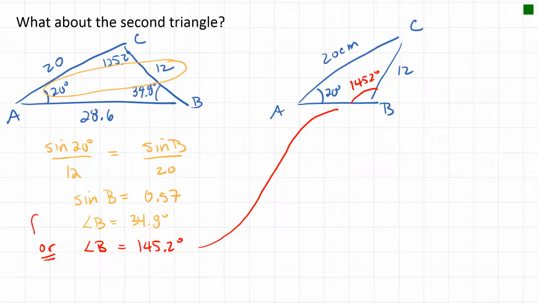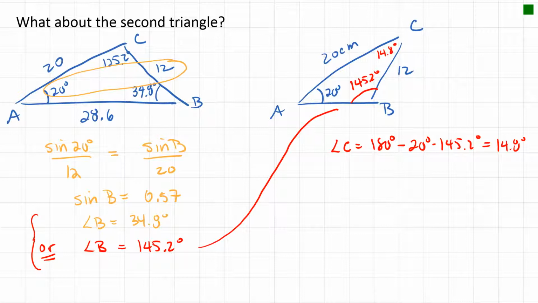So that's how we get the second triangle. It is related to the sine law, and that there are two solutions when you take the inverse sine of a number. Once we have established the second possibility for B, we proceed as normal. So we've got this triangle, there's 180 degrees in it, so angle C has to equal 180 degrees minus 20 minus 145.2 degrees. So we then know that angle C is 14.8 degrees.